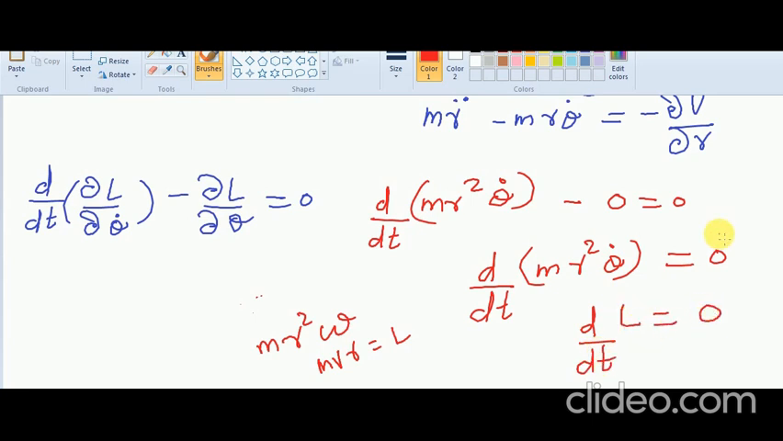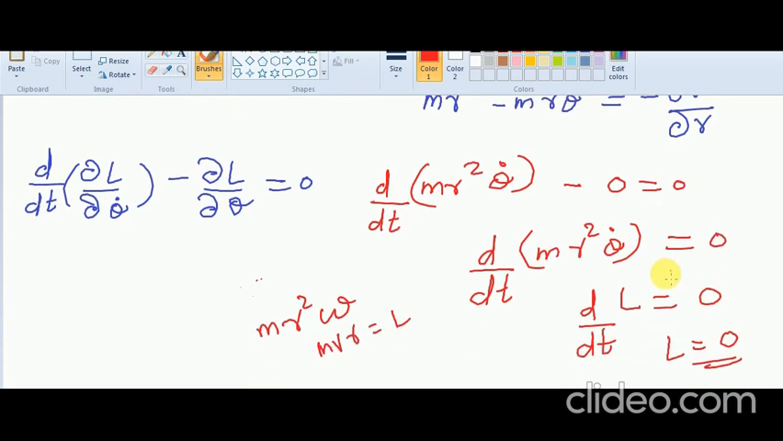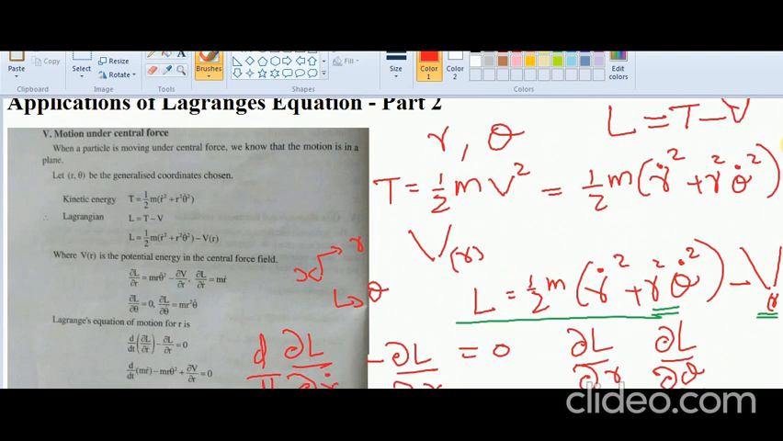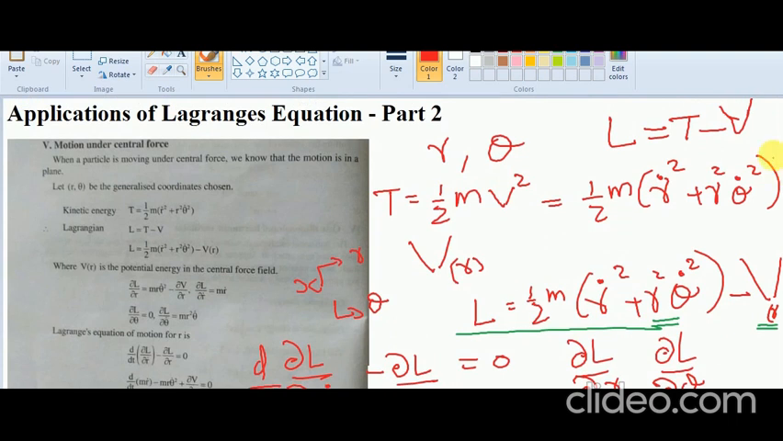So the derivative of angular momentum is 0. That shows that angular momentum is a constant. It's a result here. The angular momentum, L is equal to constant. Okay, so that is the case of motion under central force.